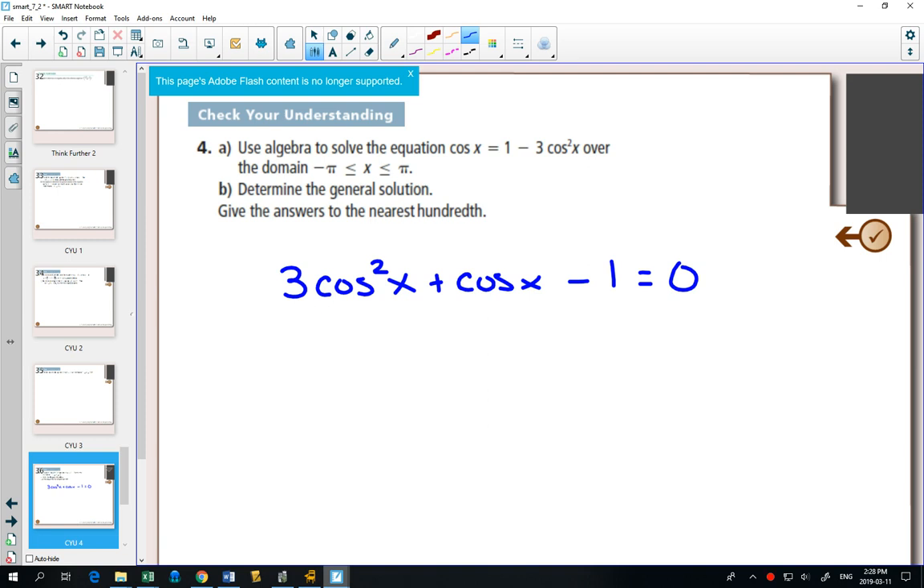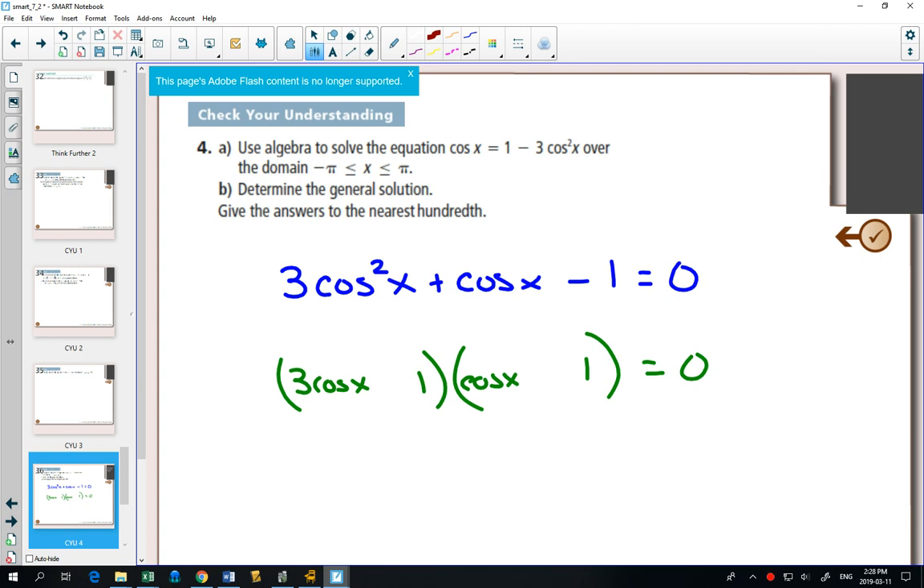So don't write this down, but I'm going to show you that if this could be factored, it technically would be an easy one to factor. Why? Because if I was factoring it, the only way that I could get 3 cos squared would be with a 3 cos x and a cos x. That's because the number 3 is prime. That's the only possibility. And if my last number is a 1, the only possibility would be with a 1 and a 1.